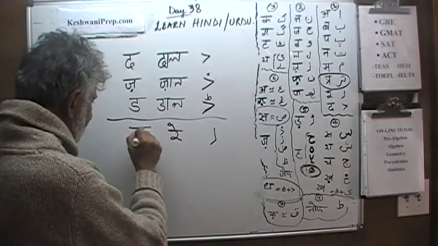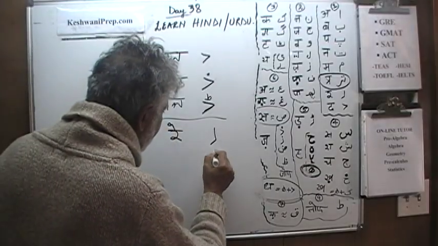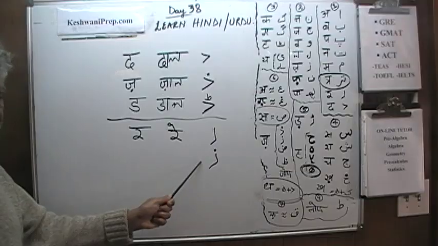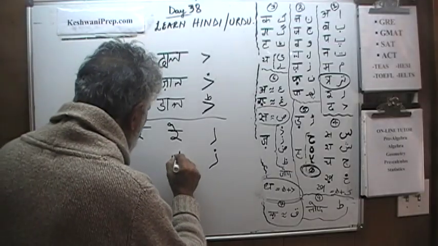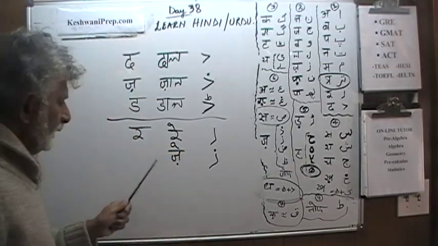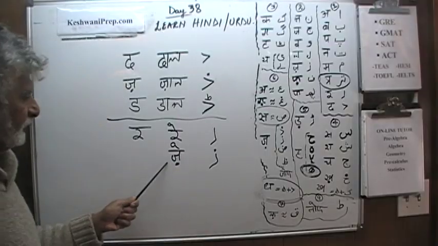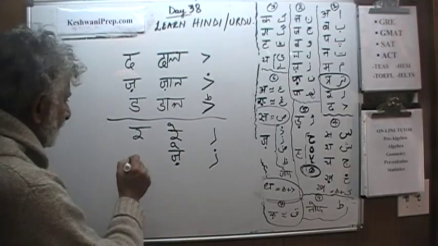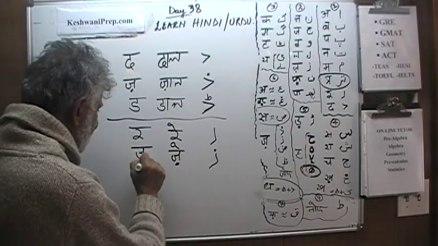Similarly, we have re, which is your re. Then we have ze. This is called zal, and this is called ze. The dot here tells you that it's a z, not a j. And again, in Hindi you can write the same thing.